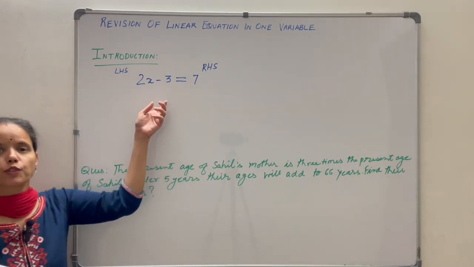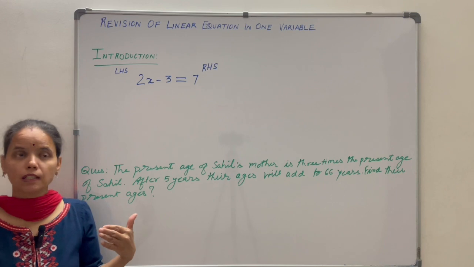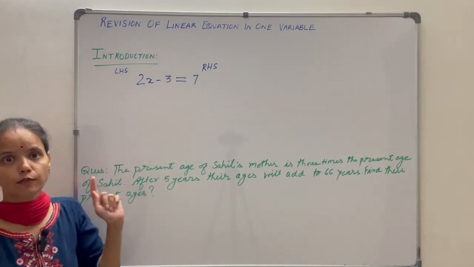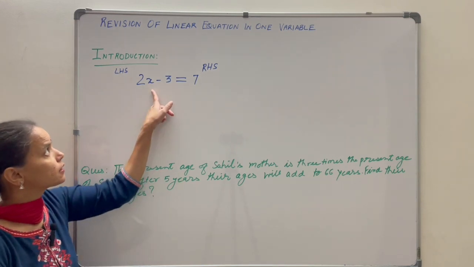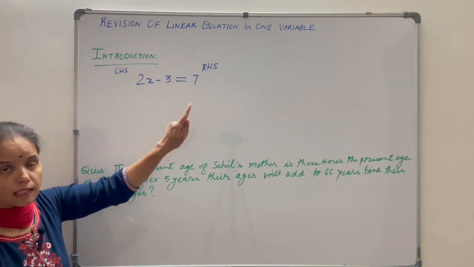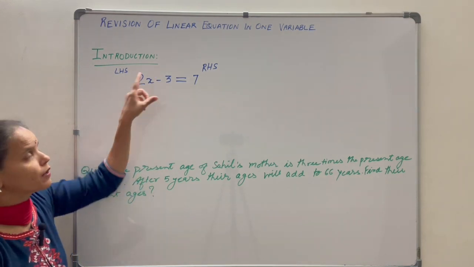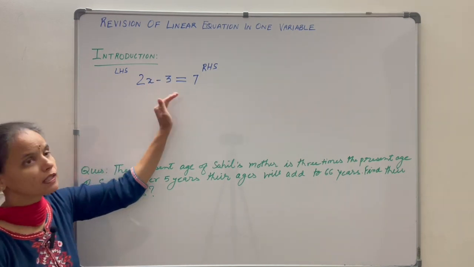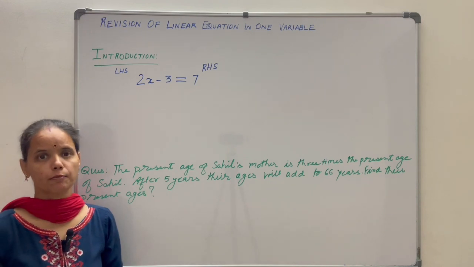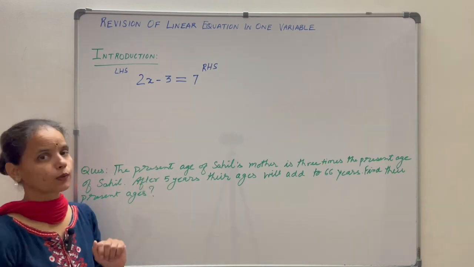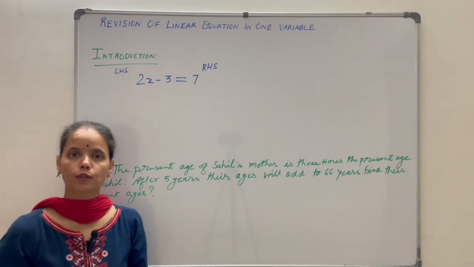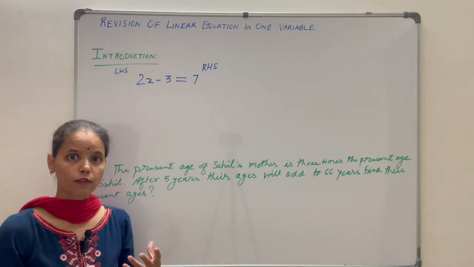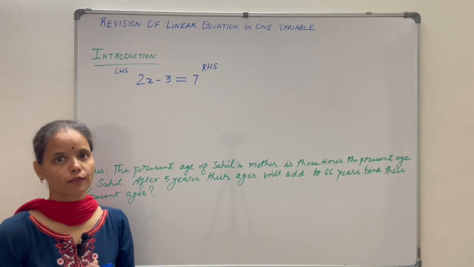The equation which I have written here is a linear equation in one variable. You can clearly see I have used only one variable. That is how it is one variable. Why is it linear? Because the power of the variable is 1. Here the power is 1. That is why this is a linear equation in one variable. Now let us solve this equation. We are going to use the transpose method here. After solving it, you are going to get the solution of the equation.